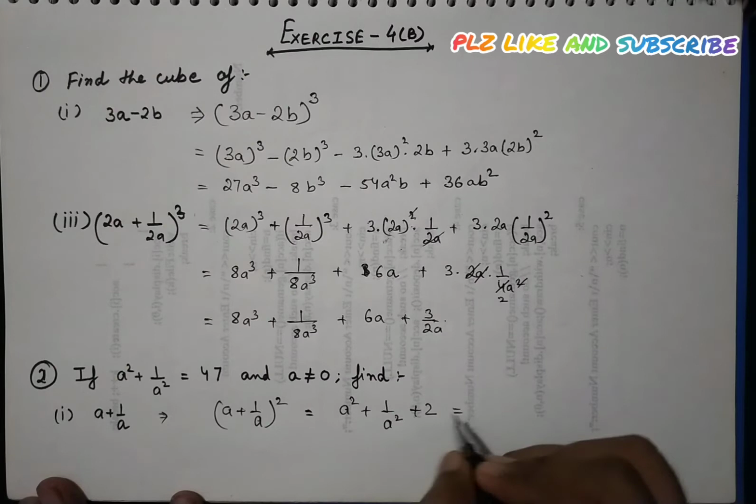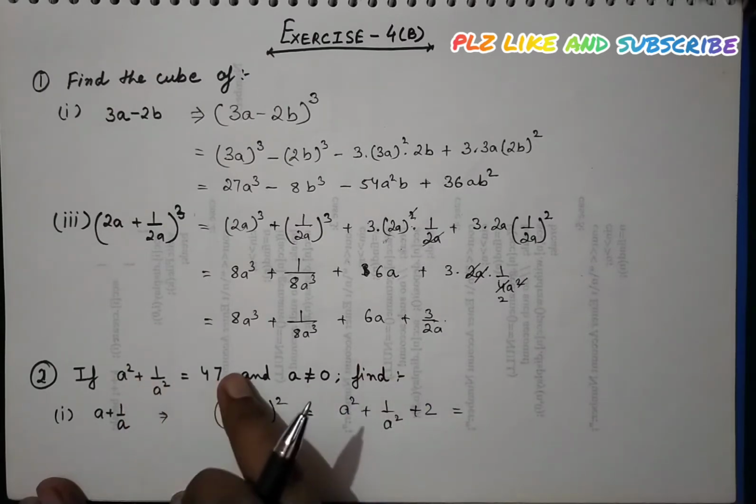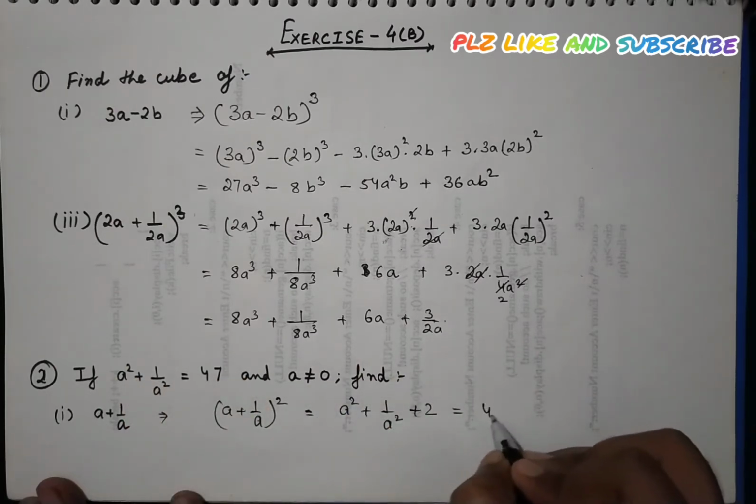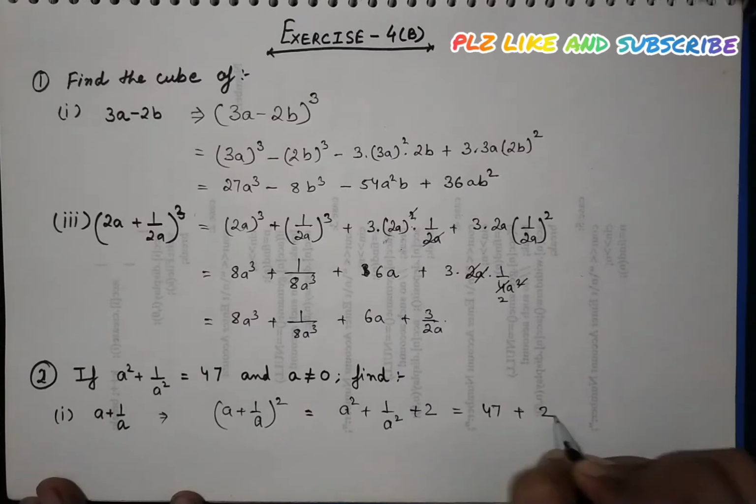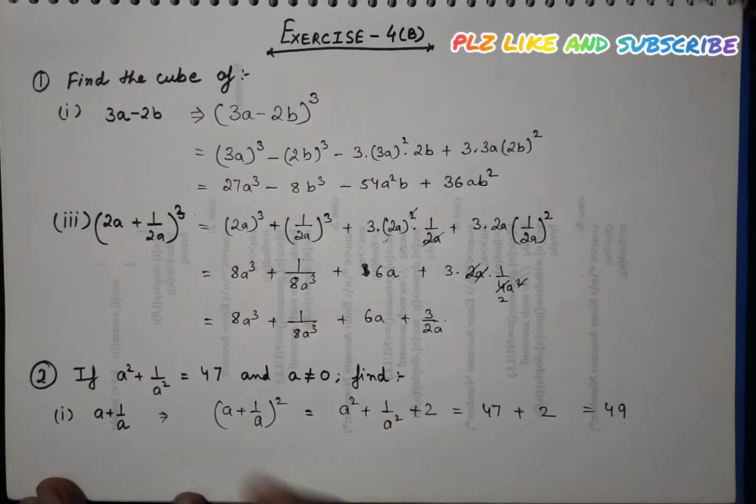Now we can place the values. A square plus 1 upon a square is 47. So 47 plus 2 equals 49. Now to get the value of a plus 1 upon a, we can take the square root, and this will be a plus 1 upon a equals root of 49, and that equals plus minus 7. This is the value of a plus 1 upon a. Now we will go for the second part of this one.